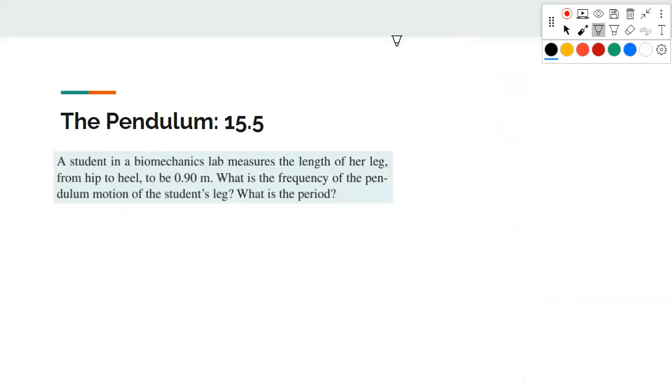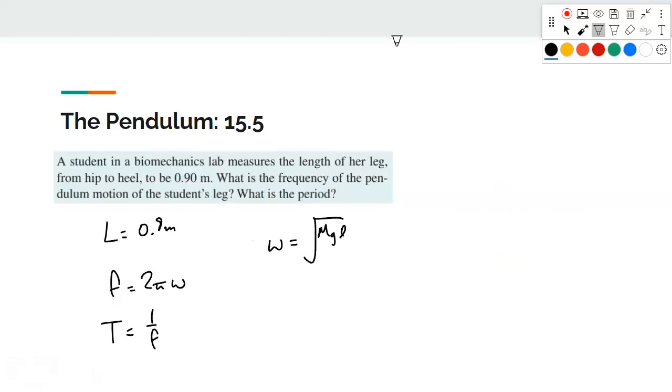Okay, so in this example, a student measures her leg length from hip to heel and finds it to be 0.9 meters. What is the frequency of the pendulum motion of the student's leg? What's the period? So we know the frequency is going to be omega over 2 pi, and the period is going to be 1 over the frequency. So basically what they're asking us to do is to calculate omega. And we have our formula here. It's root mg little l over I.